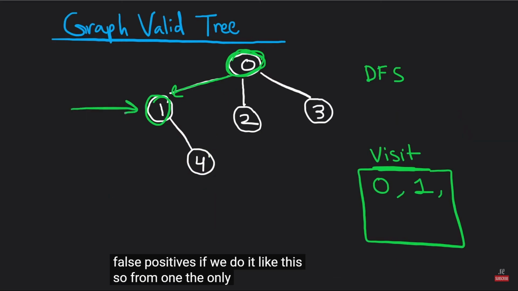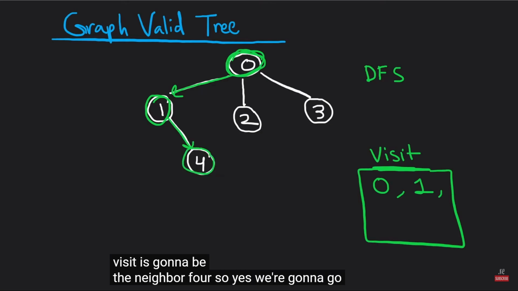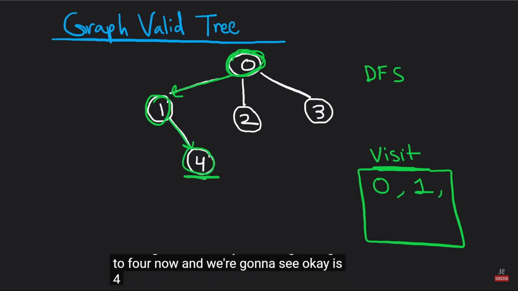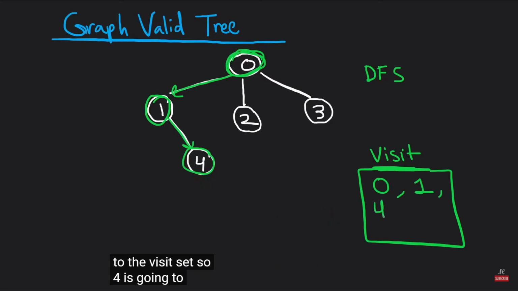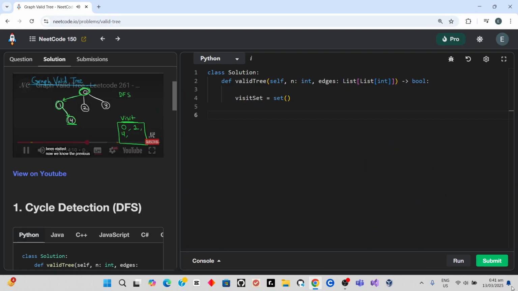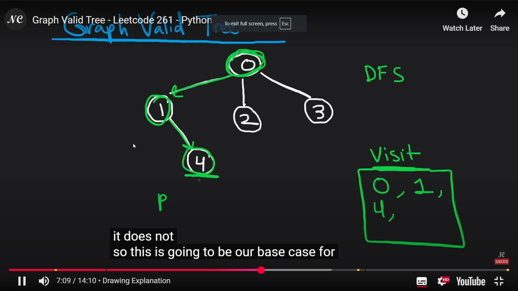So from 1, the only node we're going to visit is going to be the neighbor 4. So yes, we're going to go to 4 now, and we're going to see, okay, is 4 already visited? It's not, so let's add it to the visit set. So 4 is going to be added as a node that's been visited. Now, we know the previous node from 4 happened to be 1, right? So we're never going to go back directly to 1. We're going to skip that, and we're going to check, does 4 have any other neighbors? It does not, so this is going to be our base case for our depth first search.